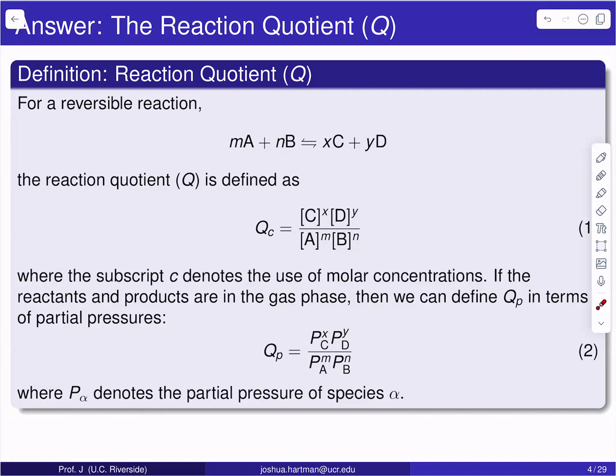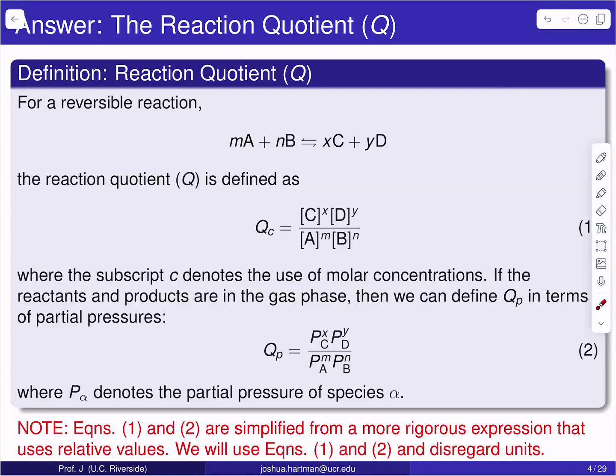Now, if the reactants and products are in the gas phase, you can alternatively define the reaction quotient Q in terms of partial pressures. When we do that, we use a little subscript here to denote that you're talking about the reaction quotient in terms of partial pressures, where we have partial pressure of products over partial pressure of reactants. And once again, we are raising each one of these partial pressures to the stoichiometric coefficient in that balanced chemical reaction equation. Okay, so that's it. That's our main definition that we're going to be using for this lecture.